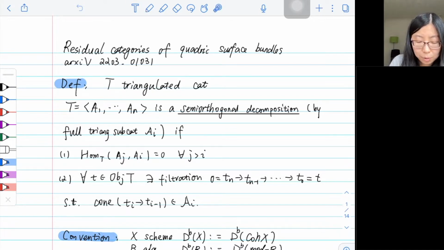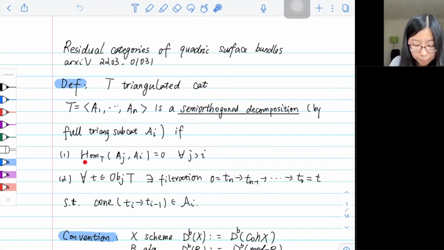Whenever you have a triangulated category, you can talk about whether it has a semi-orthogonal decomposition by some full triangulated subcategories. If it does, this is usually the notation that we would use. To have such a decomposition, two conditions are needed. First, these subcategories are semi-orthogonal. It means that there will be no maps between them in one direction.